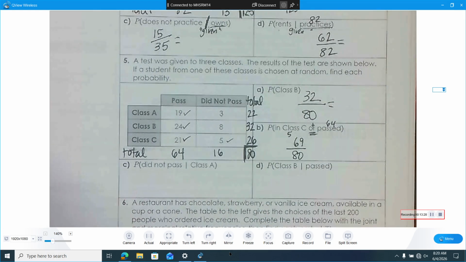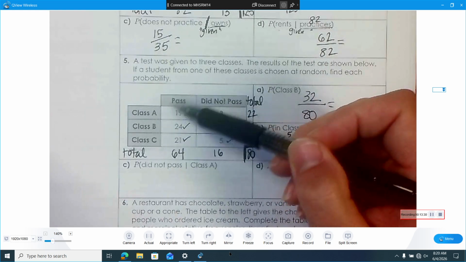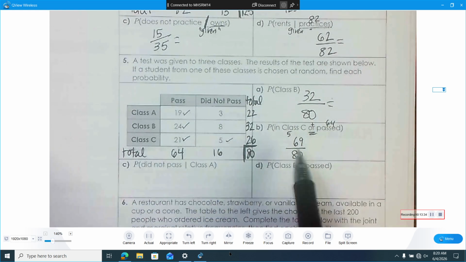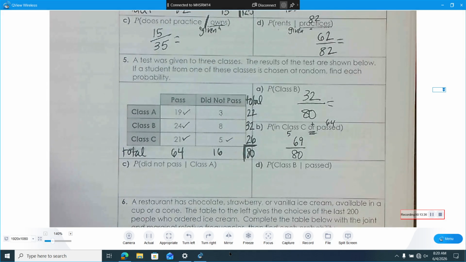And again, if we counted them twice, all of these groups and this group right here, if we counted them twice, our probability would be bigger than 1. And that cannot be. All right?